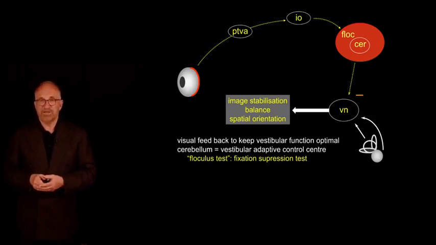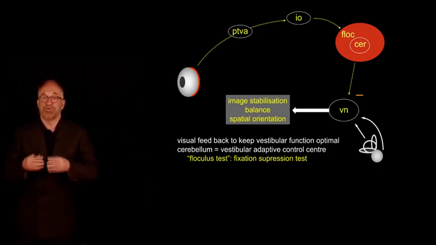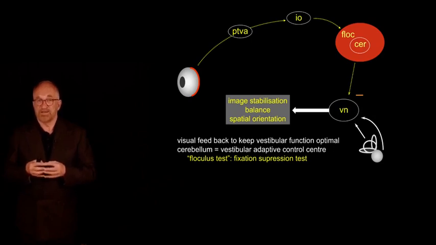So by that you can optimize via visual feedback the reflexes of the vestibular system, vestibulospinal, vestibulo-ocular reflex and perception. So it means also that the vestibular system is controlled very strongly by an adaptive control of the cerebellum. We call that the vestibular adaptive control center.